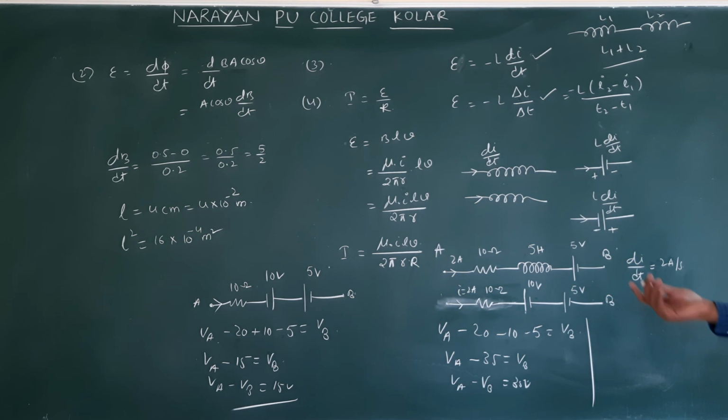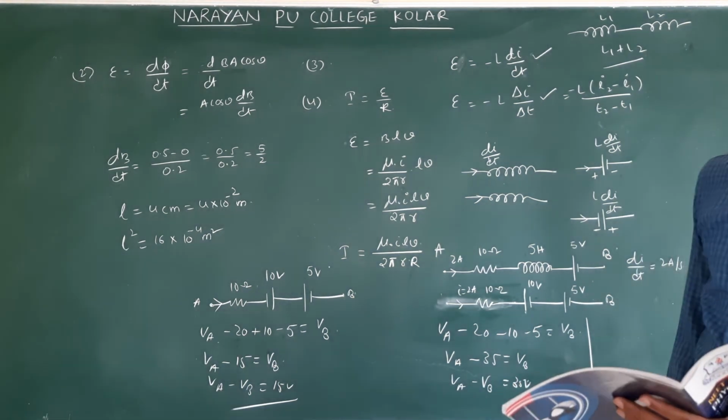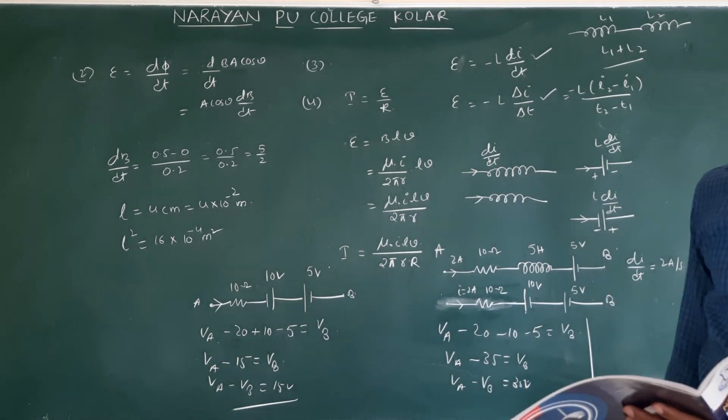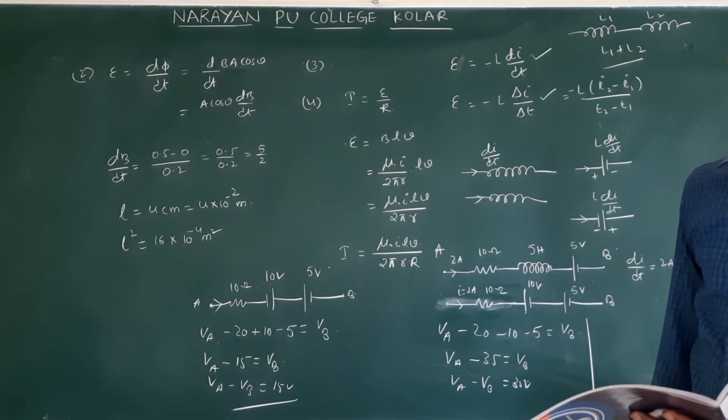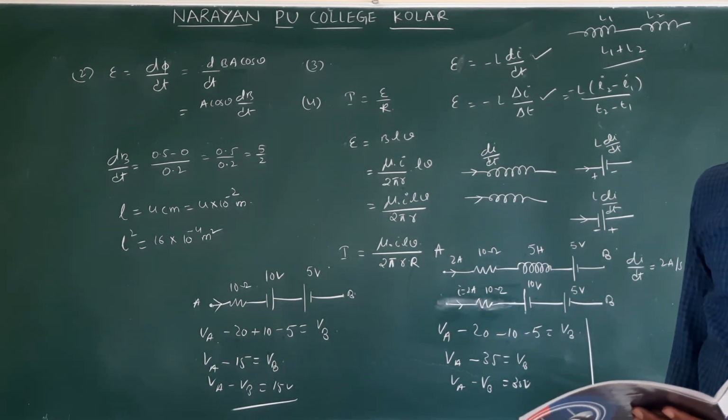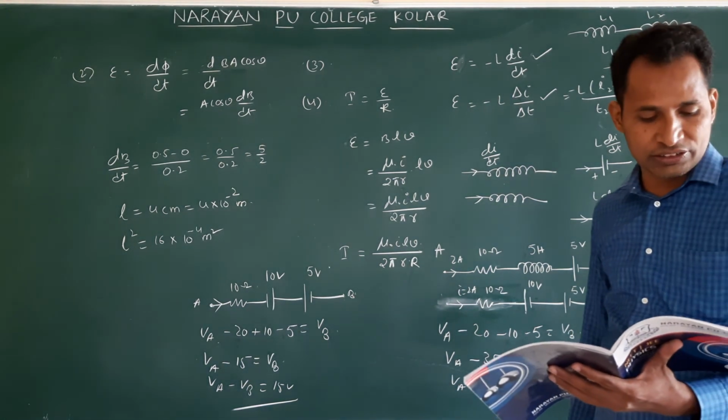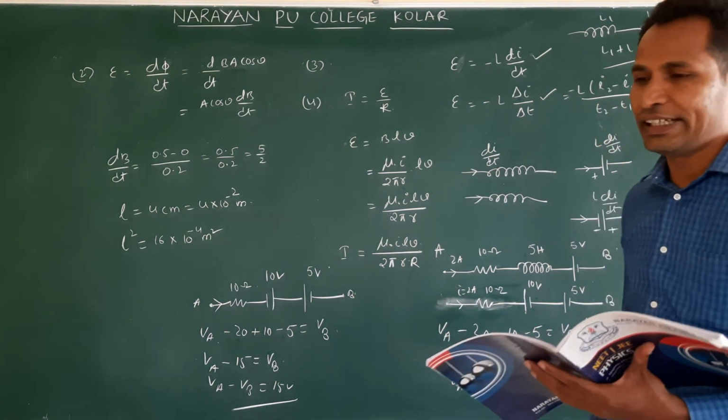Current splitting, just like what we have done in resistor, here also we have done the same. Energy stored in the inductor, U is equal to half Li square, we have done. Energy stored per unit volume, U by V, B square by 2 mu naught, we have done. This is okay. Come to 18 problem.